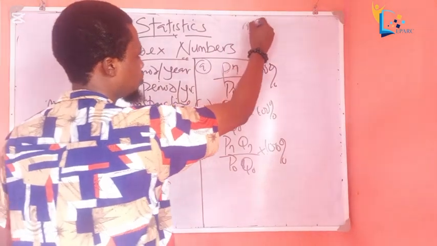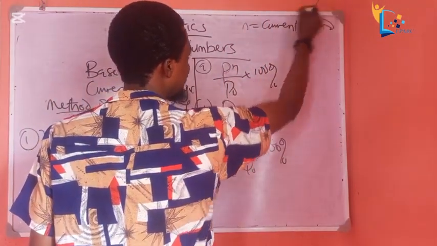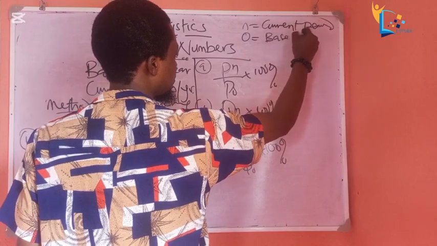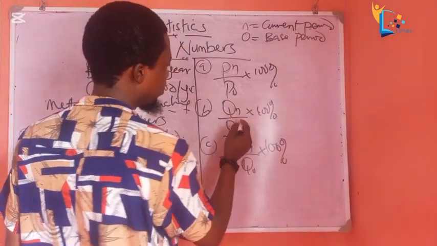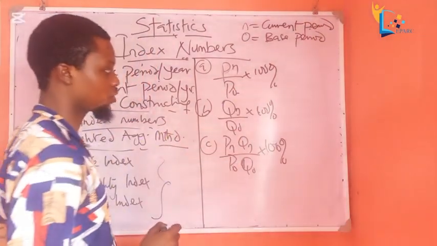Now N represents current period, then O represents base period. So whenever you see N here, we're talking about current period. Whenever you see O, we're talking about base period.